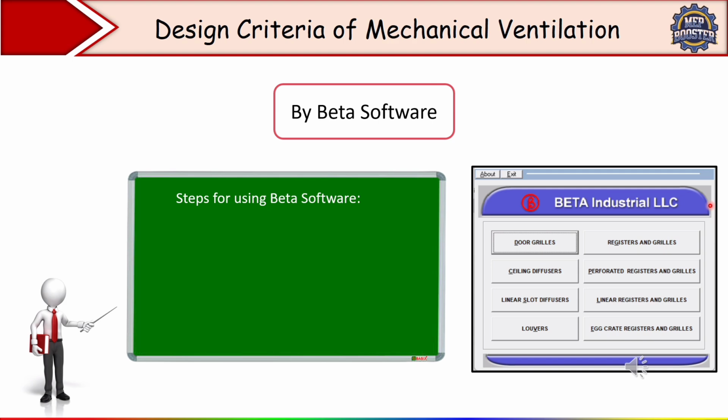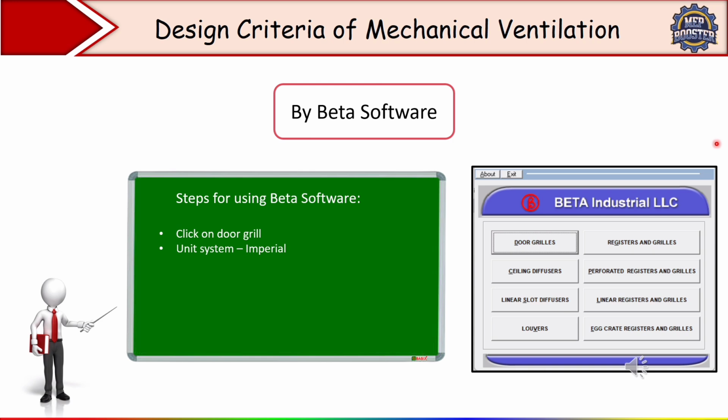What are those steps? First, suppose you want to find the grill size. When you open it, you will get this interface, so you have to click on the door grill option. After that, it will ask you about the unit system, in which unit you have to work. There are two options: metric unit or imperial unit.